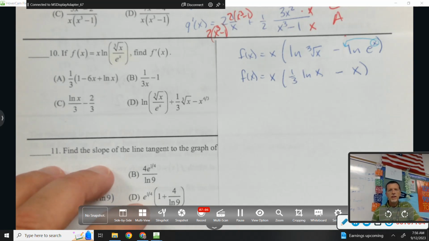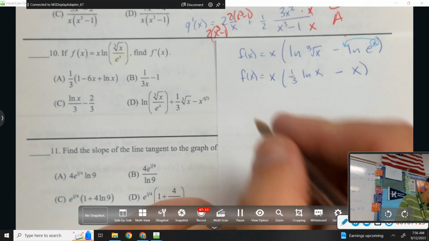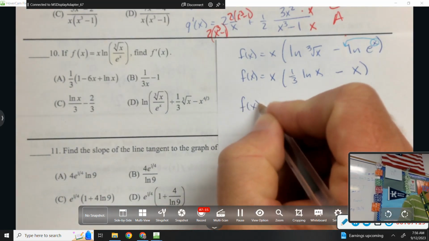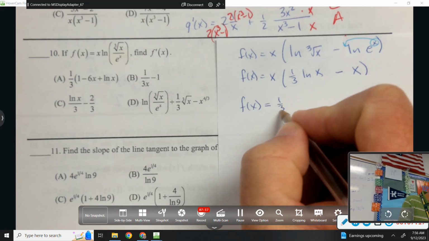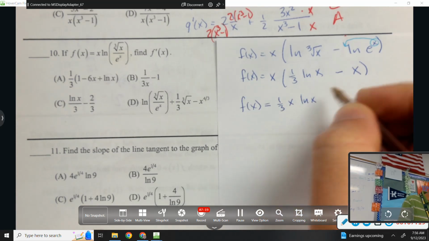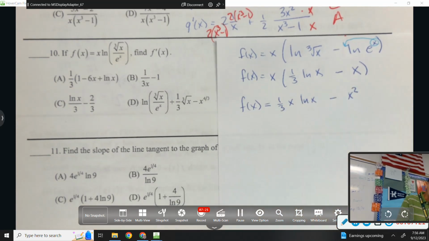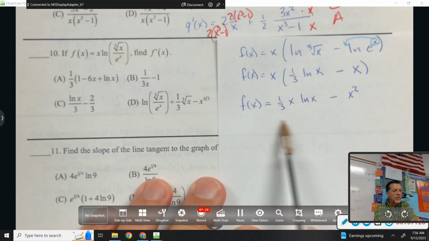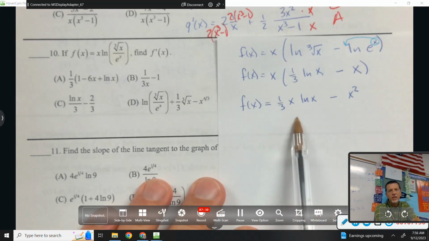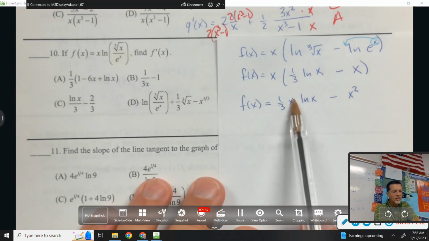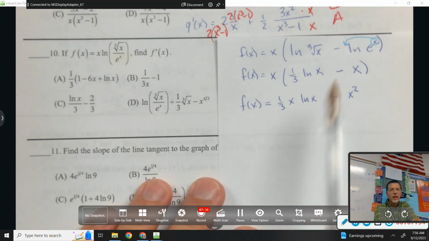Okay, I still have a decision to make. I can take a derivative on that, or I could distribute the x and then take the derivative. Shouldn't matter, but I think it would be easier if I distributed the x first. 1/3 x ln x minus x squared. So by distributing, I didn't get rid of the product rule. I'll still need to use it here, but I think using it on this is easier than using it on this whole thing.